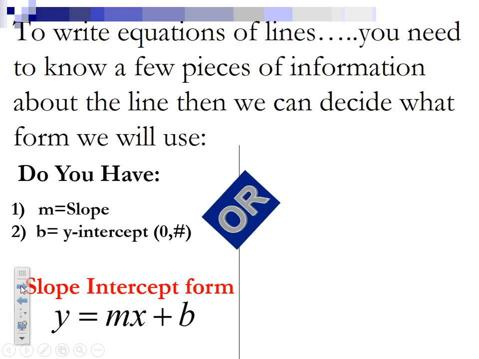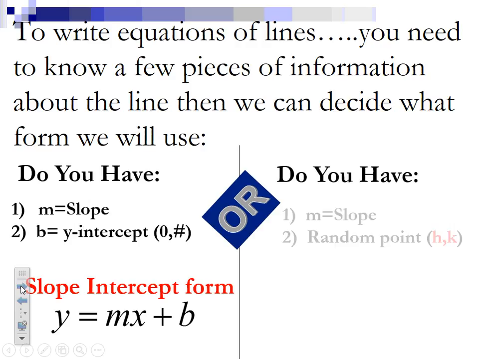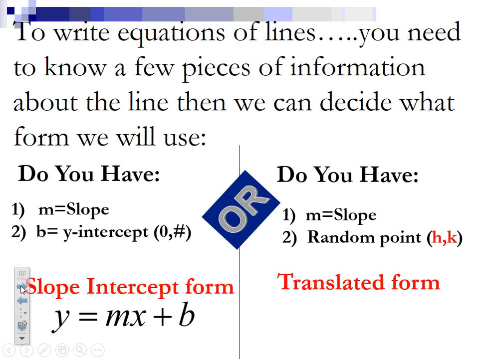Or if we have the slope and a random point, remember h, k, then we're going to write it in translated form. So translated form, remember, is y equals m parentheses x minus h plus k. So we can use either one on our problems, okay? So make sure you have this whole page written down, please. And then we're going to do 4 examples, which also all have to be written down in your notes.